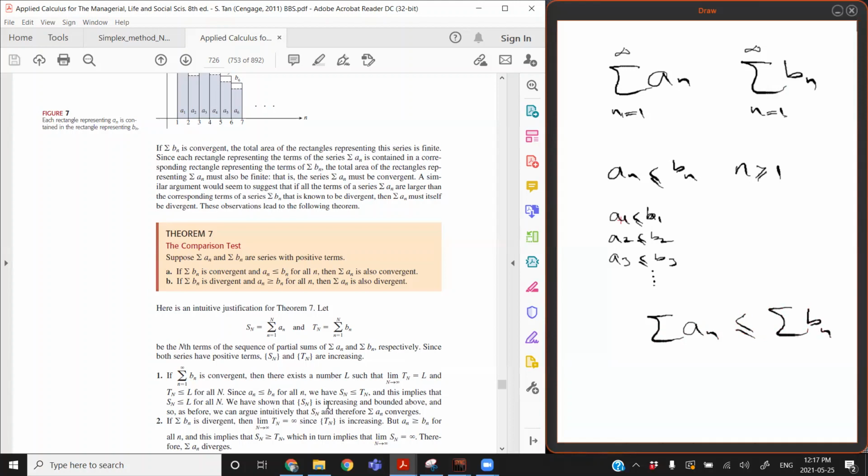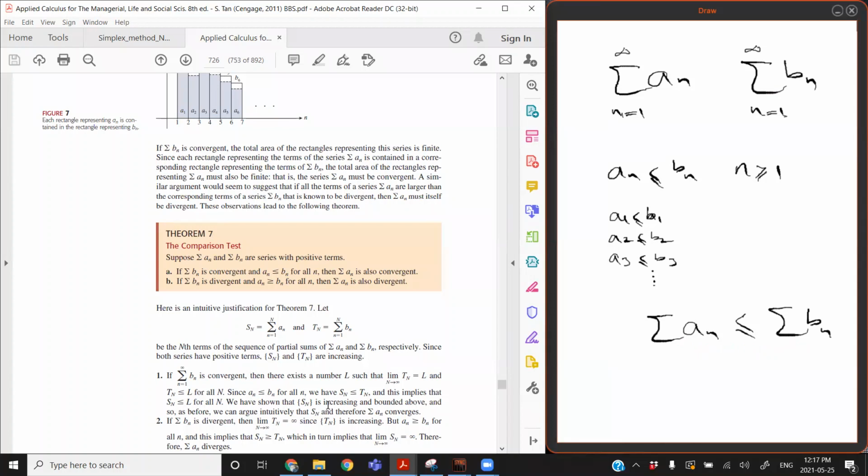Because if every term of the first series is smaller than the corresponding term of the second series, then when you add up all the terms of the first series, and when you add up all the terms of the second series so that you have sigma bn here, then logically sigma an is going to be less than sigma bn.